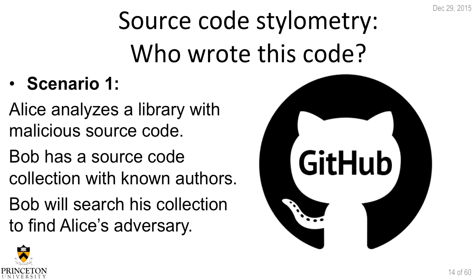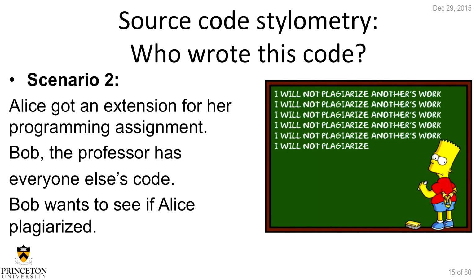And let's think about a common scenario. Alice is analyzing a library, and there's malicious code in the library, and Bob has a source code collection, and he knows the authors. So Bob is going to search his collection with machine learning to find out who Alice's adversary is. And a second scenario is about plagiarism.